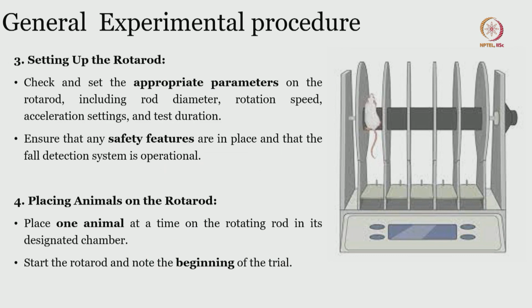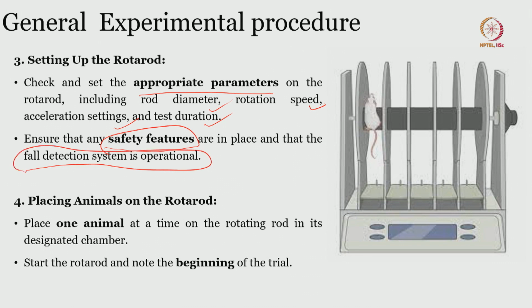So, you need to set up the Rotarod and check the appropriate parameters on it, including the diameter, rotation speed, acceleration setting, and of course the test duration needs to be fixed. All that is done, and then you need to look for the safety features, whether they are in place or not. Most importantly, the fall detection system should be operational.